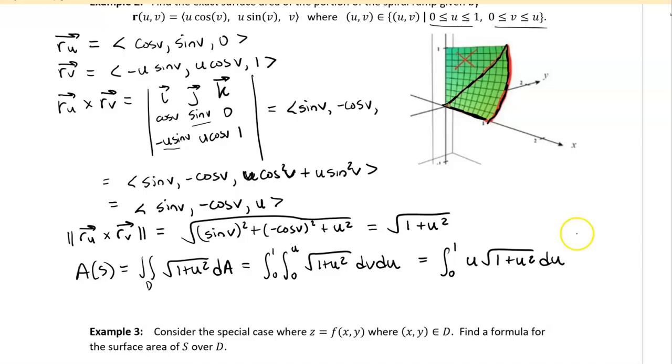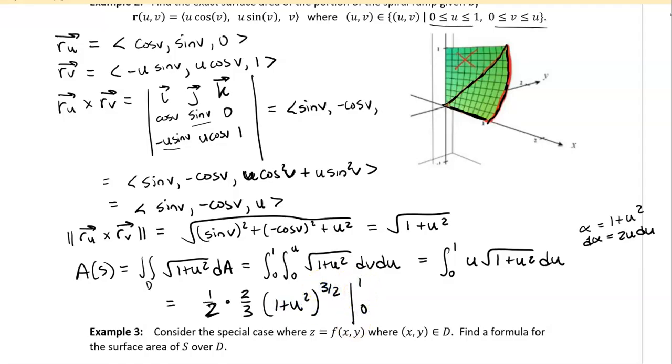Maybe we shouldn't call it U substitution; maybe you call it alpha substitution. Letting alpha equal 1 plus U squared, so d alpha equals 2U dU, which gives us our substitution factor of a half. Taking the integral of the square root of alpha is going to give us 2/3 times 1 plus U squared to the 3/2, and then we need to plug in 1 and 0.